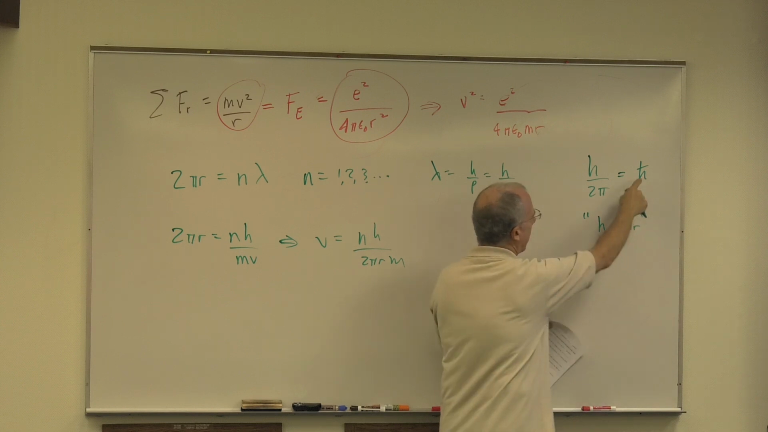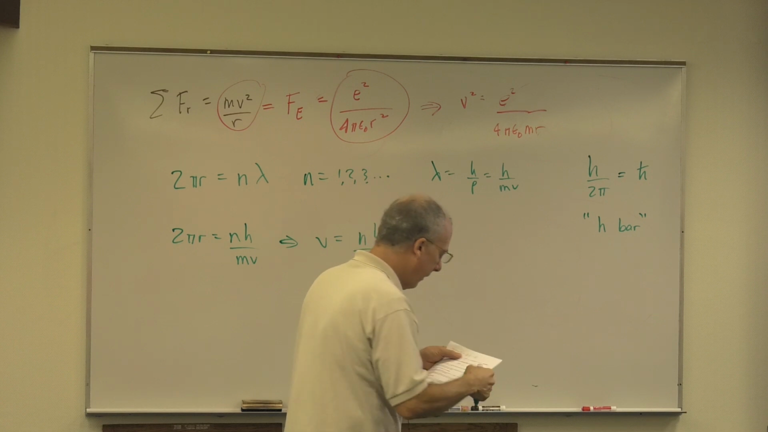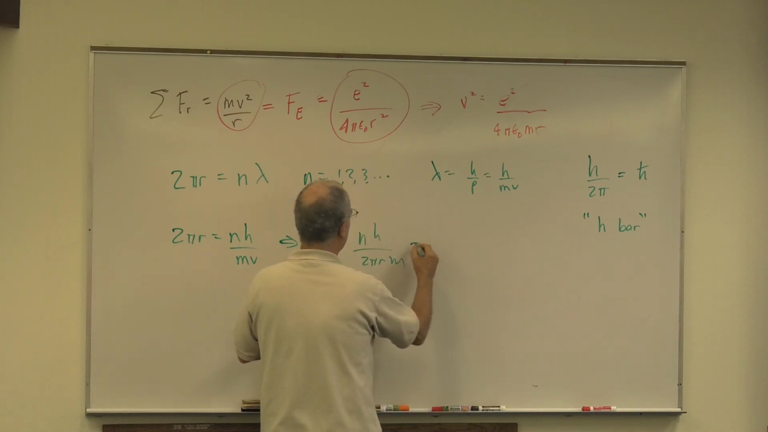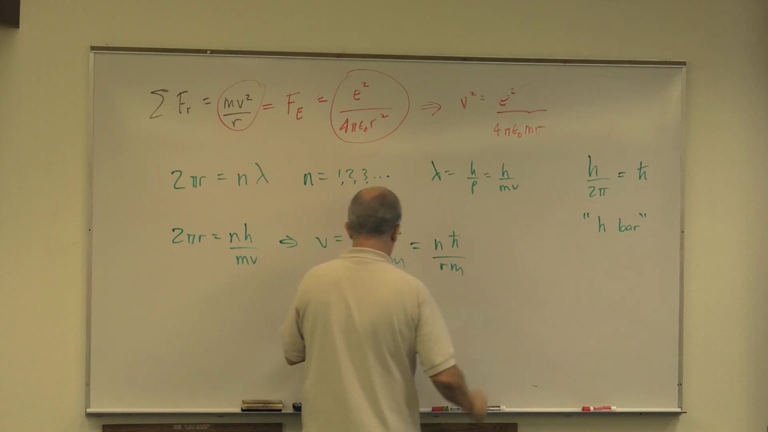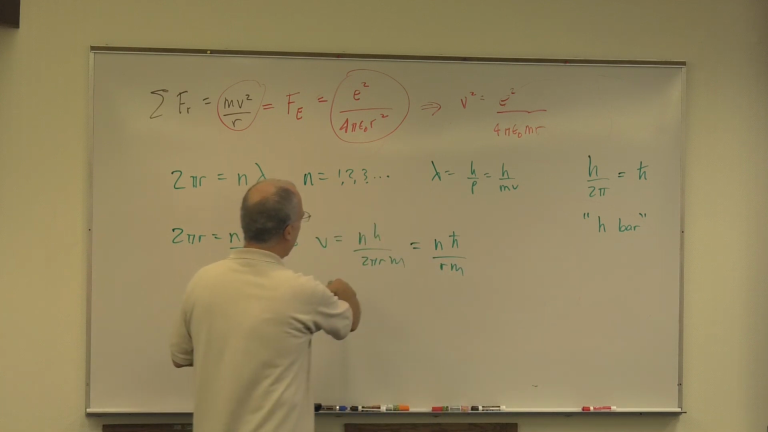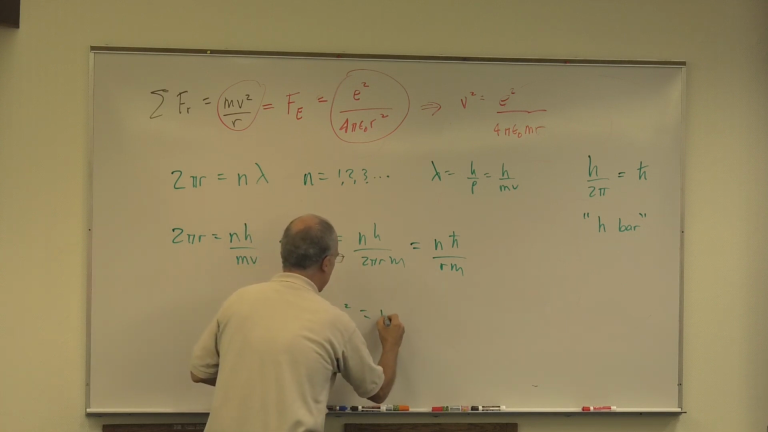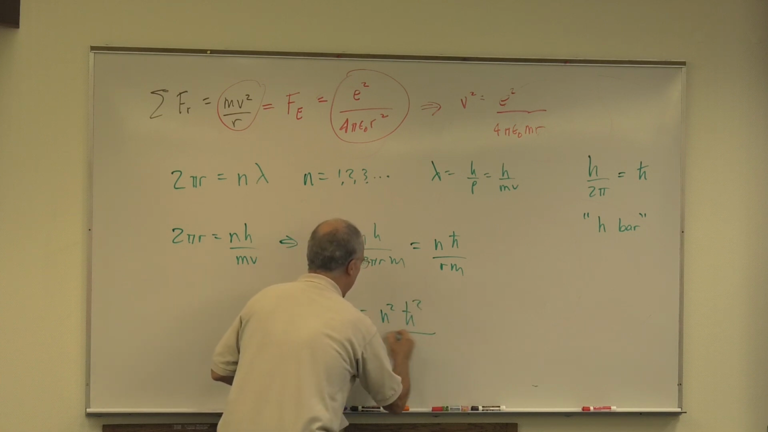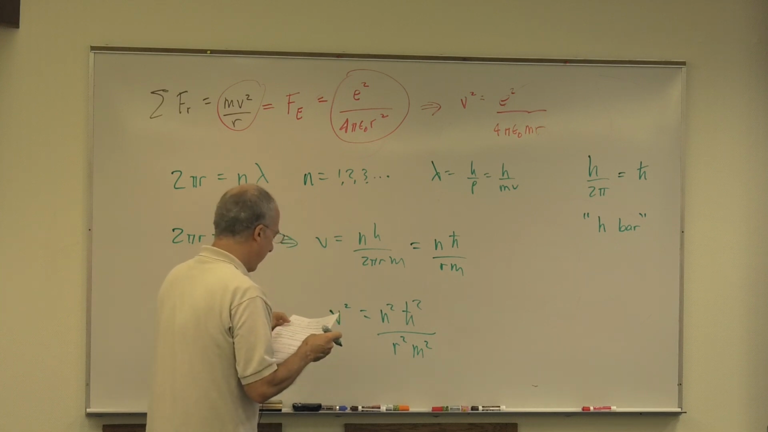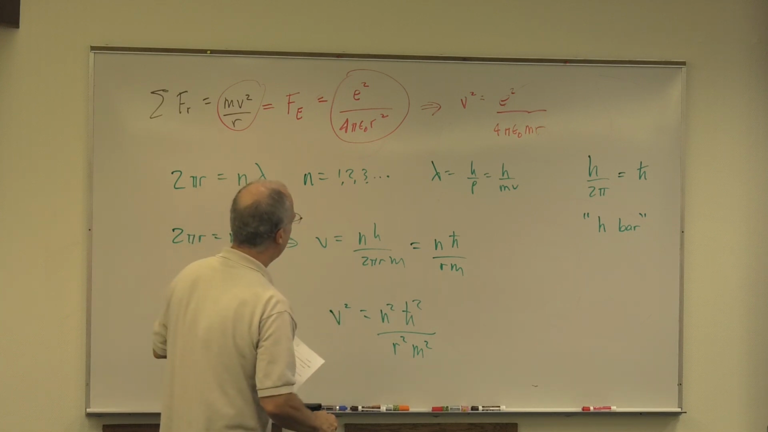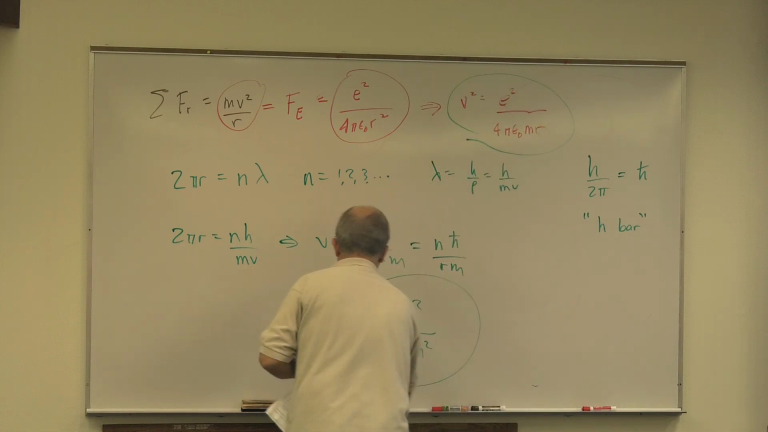Okay, so whenever you see h bar, it's just h over 2 pi, just pure laziness or efficiency. So this is the same thing as n h bar over r m. Okay? Well, all right, let's square it. Let's square the silly thing. So we have v squared equals n squared h bar squared over r squared m squared. All right, so now guess what we're going to do? Now we're going to put this equal to that.